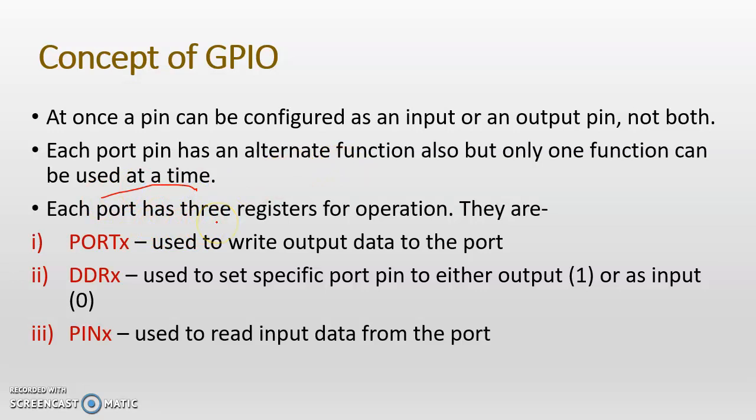Now each port has 3 registers for its operation. The working registers are PORTX, which is used to write output data to the port. When we want to write output data, we have to use this PORTX register, where X is the name of the port. We have to put the value of X there. Sometimes it is in the format of PORTXn, where X is the port and n is the port pin.